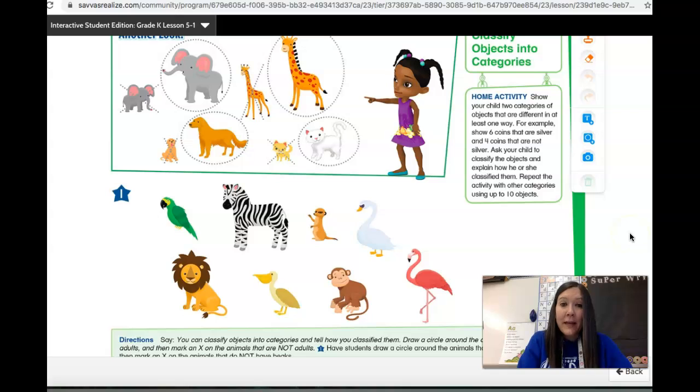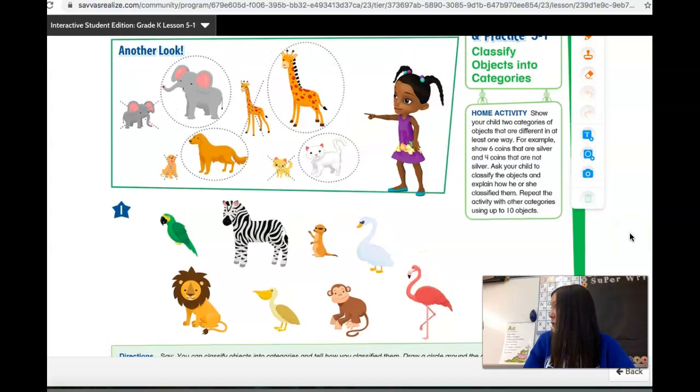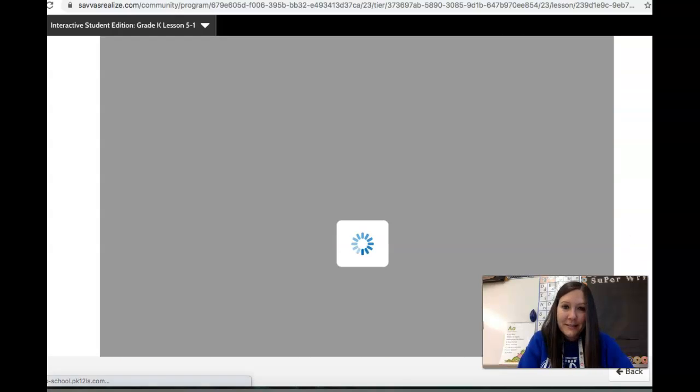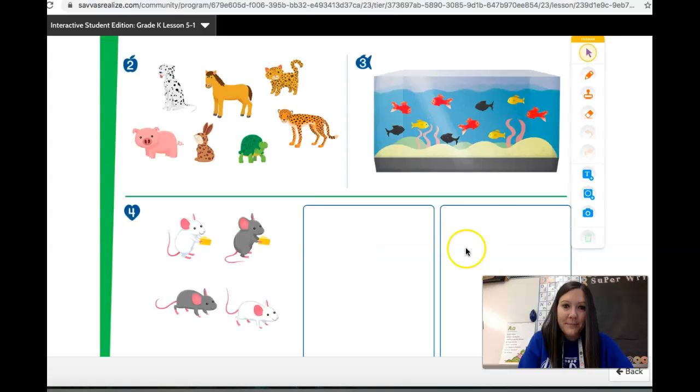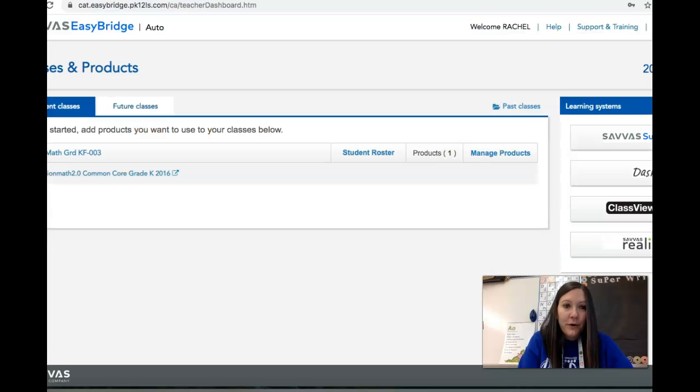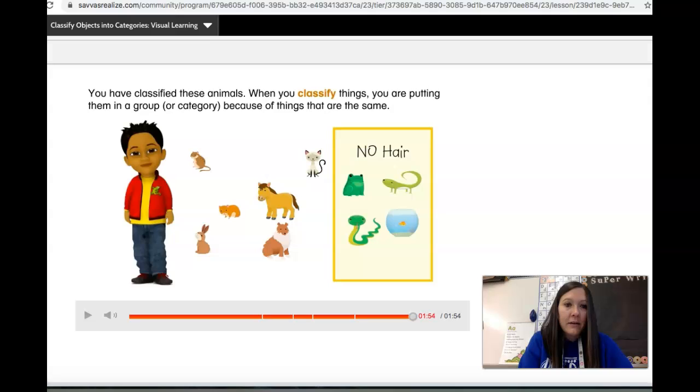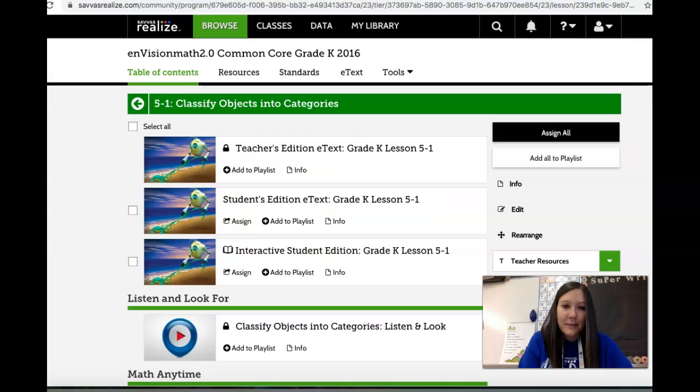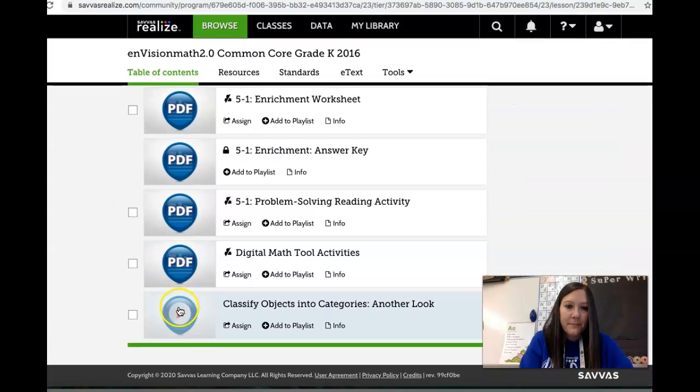Let's turn our page and look at this one. All right, if you would like to, you can do these next 2 pages for homework. There's a front side and a back side. You don't have to do these. It's just for fun if you would like. Before you go though, I would like for you to take a look at the Another Look video. Let me go get that. Here we go.